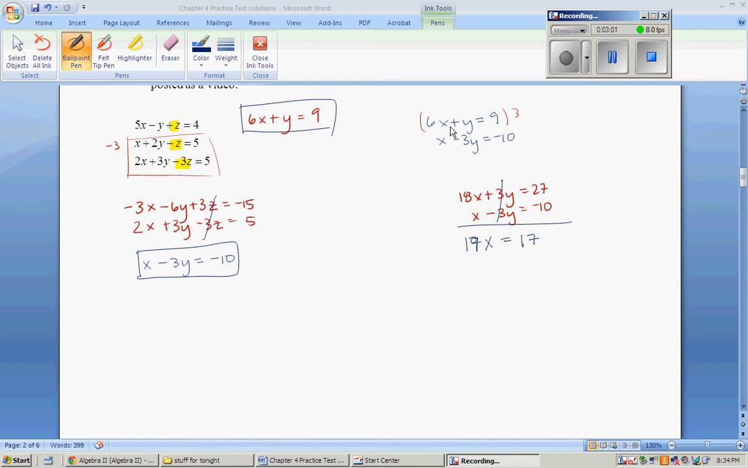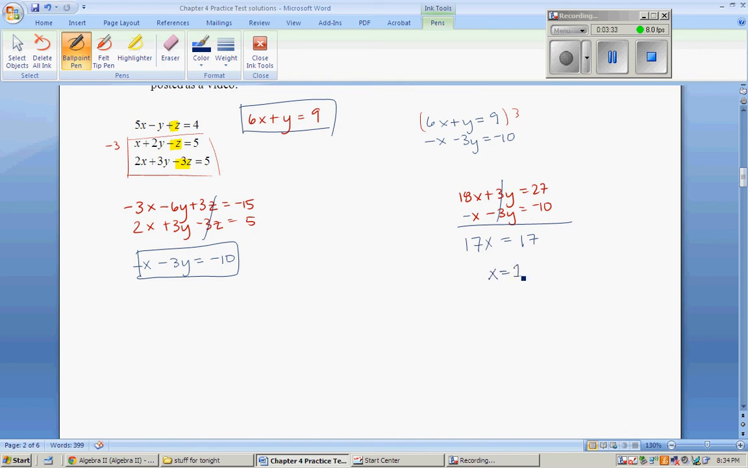So maybe we need to check our two equations. This one is looking great, but if you go over here to this x minus 3y equals negative 10, you can see the huge mistake I made, which is negative 3x plus 2x is negative x minus 3y. So let's put that negative right back up here and put it right here where it belongs, and now we get an appropriate 17x. So x is going to equal 1.